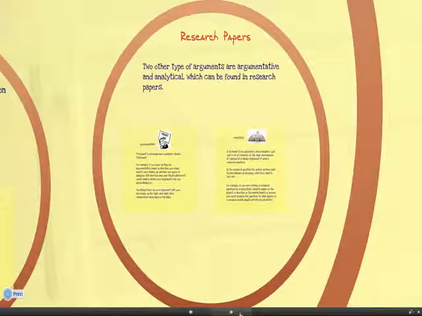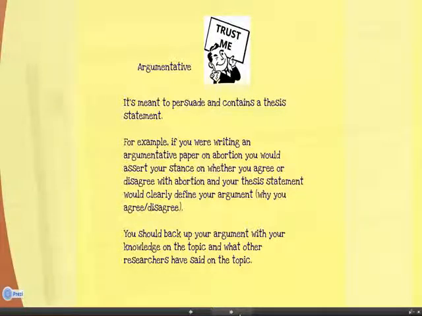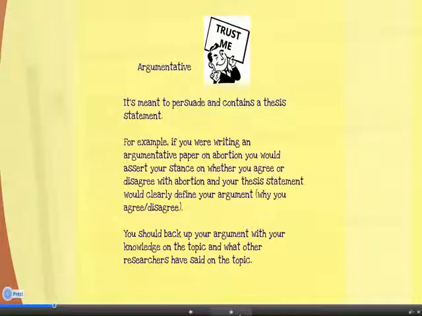So when you're writing a research paper, you will typically have two different types of styles. One is argumentative and the other is analytical. For argumentative papers, you are trying to persuade your audience of some idea, and these types of papers typically use a thesis to do so. For example, if you're writing a paper on abortion, you would try to persuade your audience about your particular stance and why that stance is valid. Also in this type of paper, you should always back up your argument with information, so scholarly articles or textbooks or books in general. You want to make your point and then back it up with what other people have to say in the field.